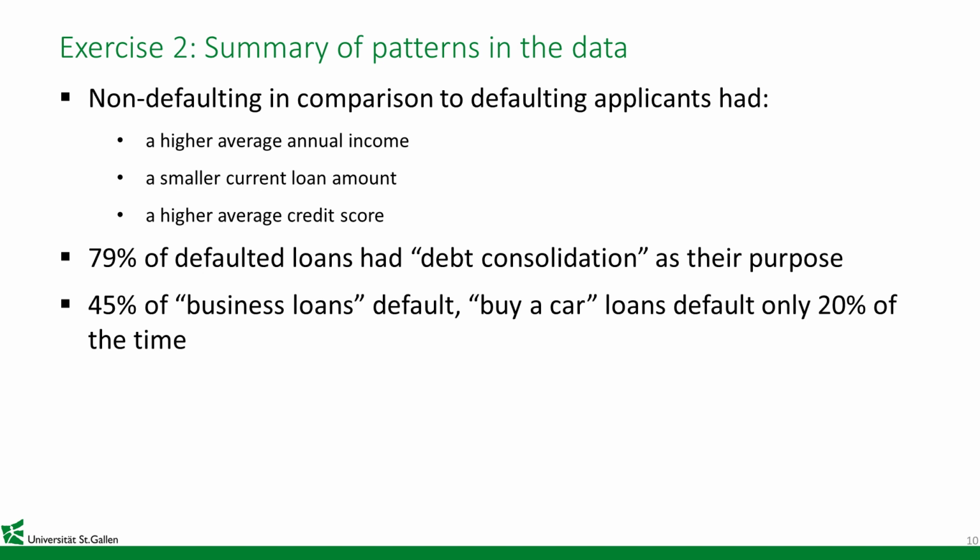Non-defaulting applicants in comparison to defaulting applicants had a higher average annual income, a smaller current loan amount, and a higher average credit score. Furthermore, what was very interesting in the data is that of the defaulted loans, 79% had debt consolidation as their purpose. Business loans seem to be the riskiest. 45% of them default. Buy car loans, on the other hand, only 20% of them default.